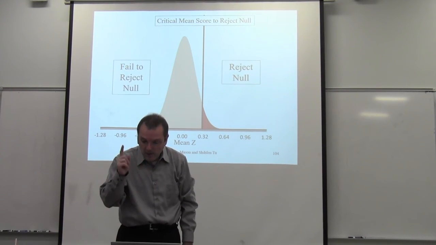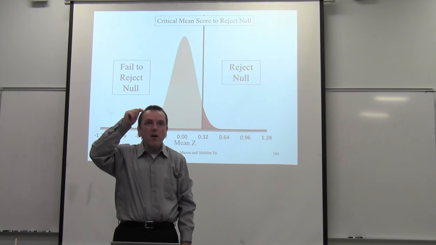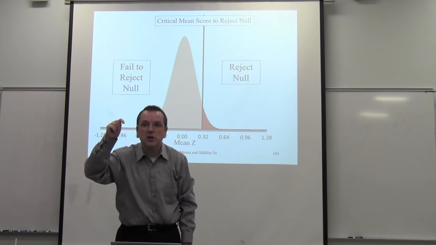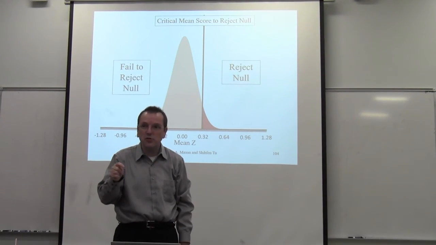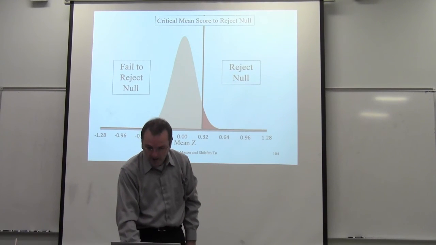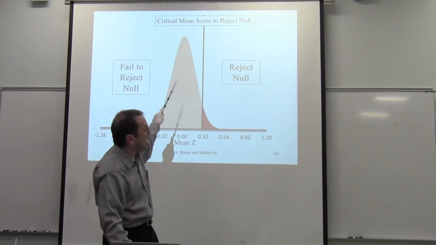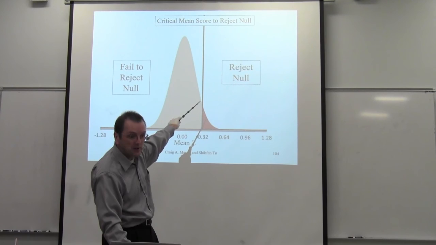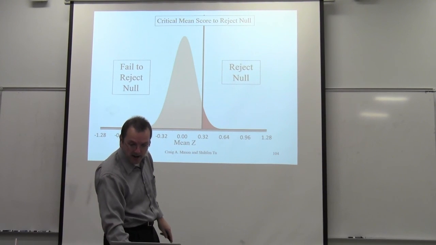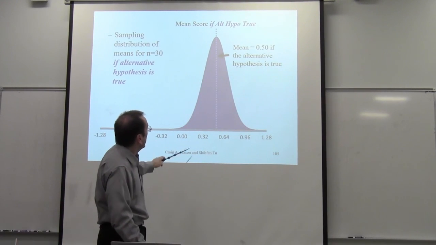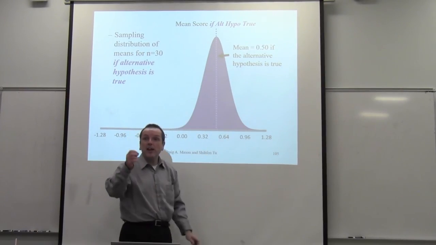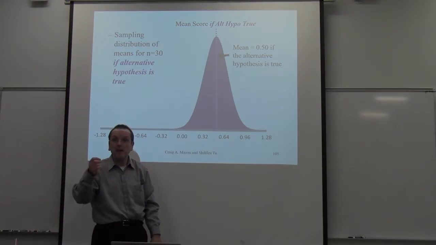Then we ask ourselves, now I'm going to assume the alternative hypothesis is true. So I'm going to keep this in memory somewhere, and we're going to come back to it in just a minute. But let's draw a different distribution. And this is the distribution if the alternative hypothesis is true.